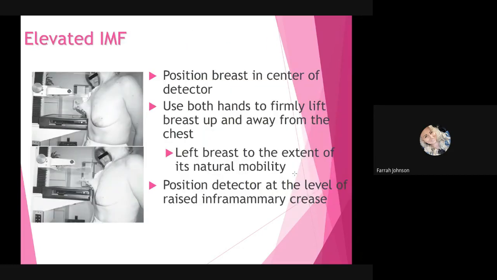Then you want to make sure you have an elevated IMF, or inframammary fold. So you want to position the breast in the center of the detector. You're going to use both hands to firmly lift the breast up and away from the chest. You want it to be almost parallel with the ground, or perpendicular to the machine. The left breast, to the extent of its natural mobility, you are going to move it out of the way. Then you're going to position the detector at the level of the raised IMF or inframammary crease.